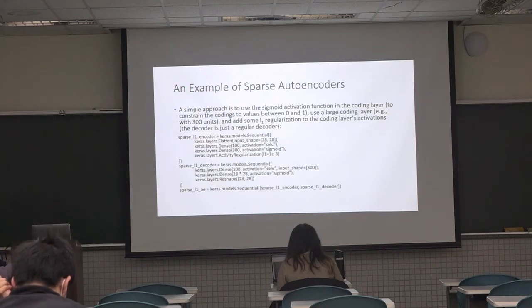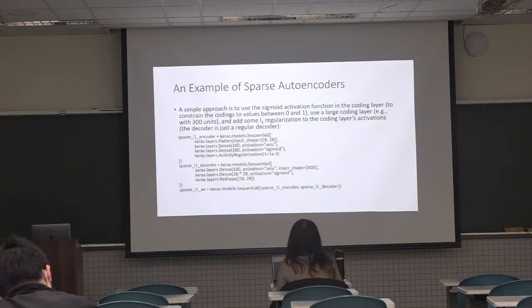An easy, simple approach is to use a sigmoid activation function in the coding layer, and add L1 regularization to the coding layer activation. So basically, the biggest reason for this autoencoder to be sparse is that you are using L1 regularization. So we call this the sparse L1 encoder.